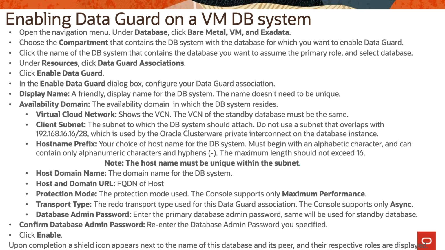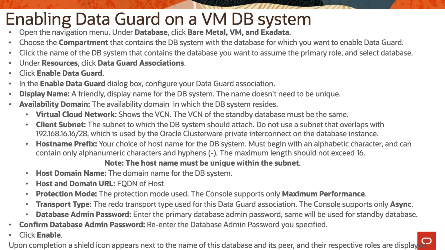So select your compartment and select the database system that contains the database you want to assume the primary role, and you need to select the database. Under resources, you will see again a Data Guard association. You need to click on enable Data Guard, and in the enable Data Guard dialog box, configure your Data Guard association. So some of the information it will ask you, since it is going to basically provision a new DB system on a virtual machine as well as database related details.